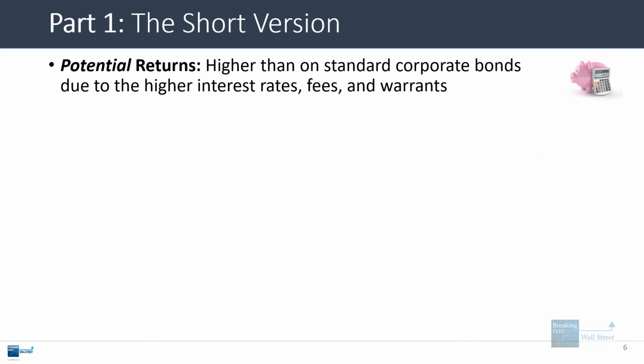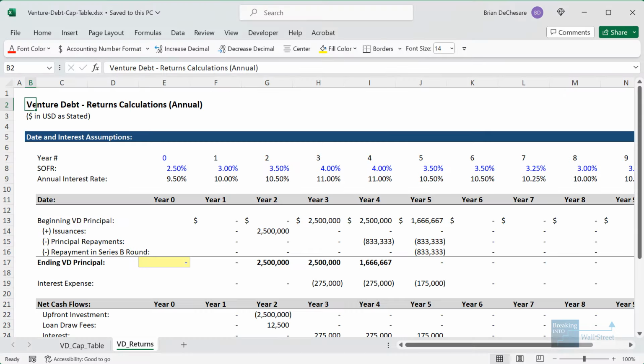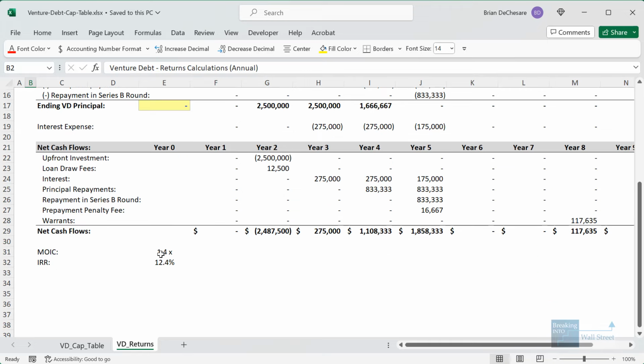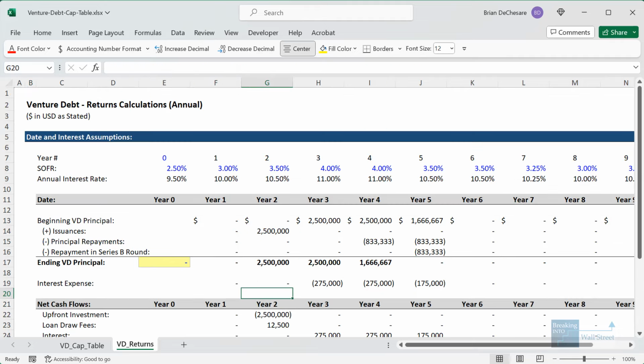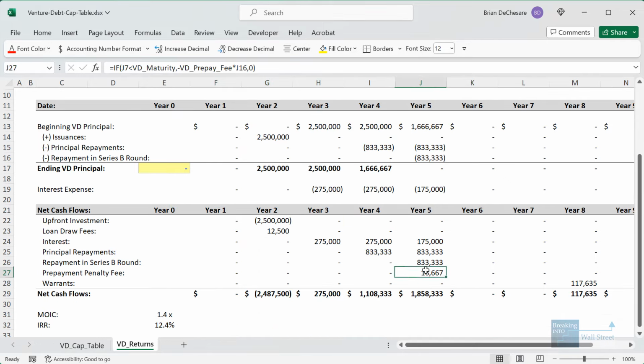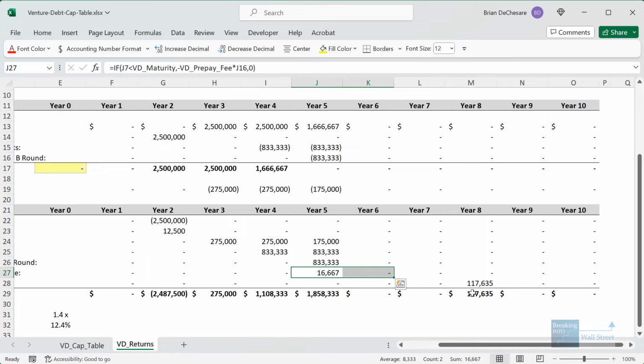The potential returns on venture debt are higher than those on standard corporate bonds because the interest rates are higher, the fees tend to be higher, and there are warrants attached. So if we go into Excel and just take a look at our VD returns tab here, I've plotted this out, and the multiple of invested capital is 1.4x. The internal rate of return is about 12.4%. This is definitely higher than what you'd see on something like an investment grade corporate bond. And of course, the reason is that the interest rates are higher. There are loan draw fees. There is a prepayment penalty fee. And then when an exit finally takes place, the warrants activate and some of the returns come from that as well.